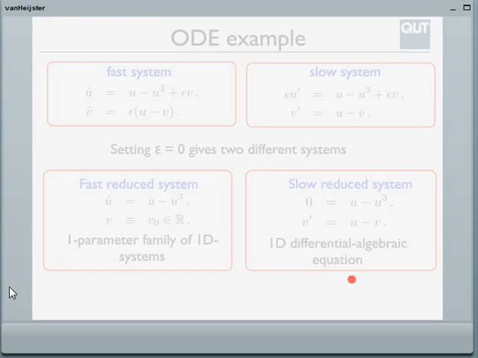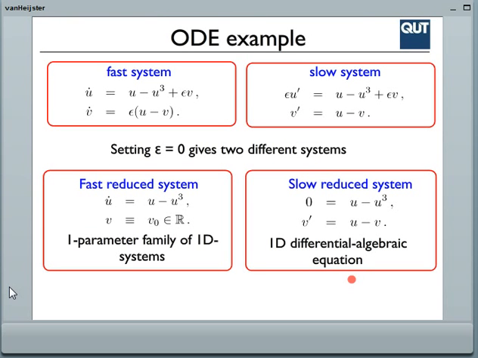But that's actually what we want. So let's put epsilon to 0 and see what happens. Again, this is the fast system. We put epsilon to 0. So we get a fast reduced system, given by u dot is u minus u cubed.